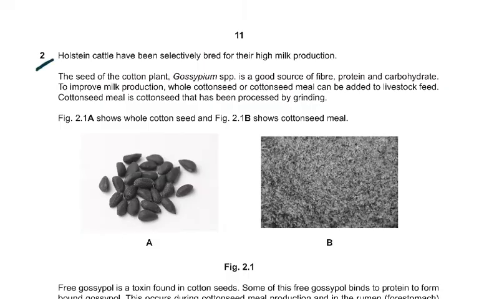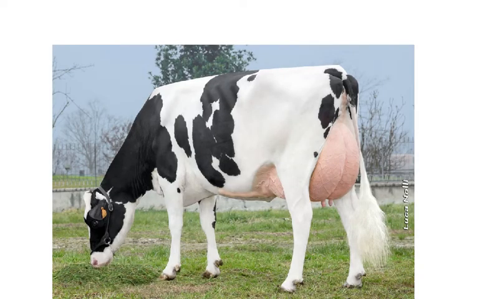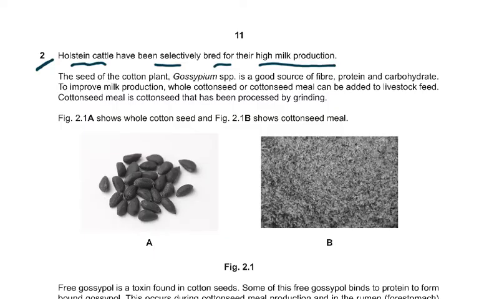Now starting with question number 2: Holstein cattle have been selectively bred for their high milk production. Here's a picture of a Holstein cattle, and these are very beautiful cows, and they are of course bred for their very high milk production. So you must be able to picturize this whole thing.